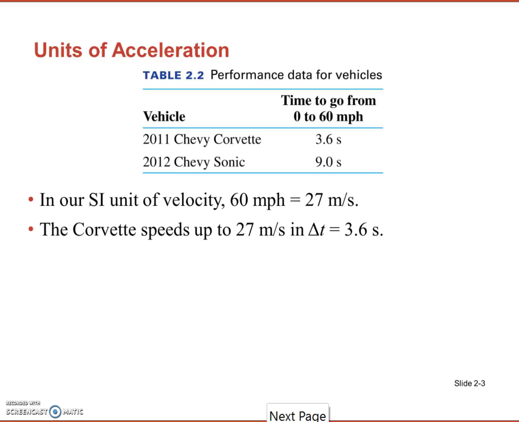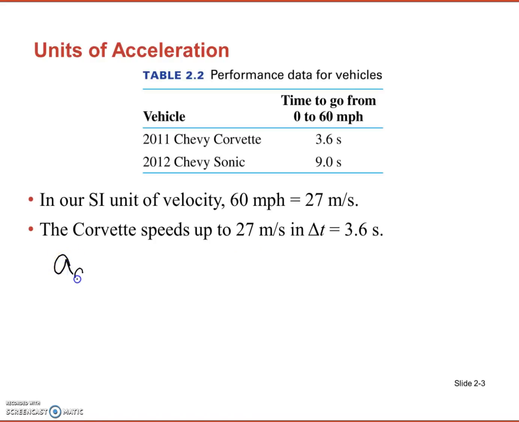Let's take a case example of two cars, the Chevy Corvette and the Chevy Sonic. The Corvette can go from 0 to 60 miles per hour in 3.6 seconds, while the Sonic takes 9 seconds to accelerate to the same final speed. In our SI units, the velocity 60 miles per hour converts to 27 meters per second. I'll let you do that on your own. Therefore, the Corvette speeds up to 27 meters per second in a time interval of 3.6 seconds.